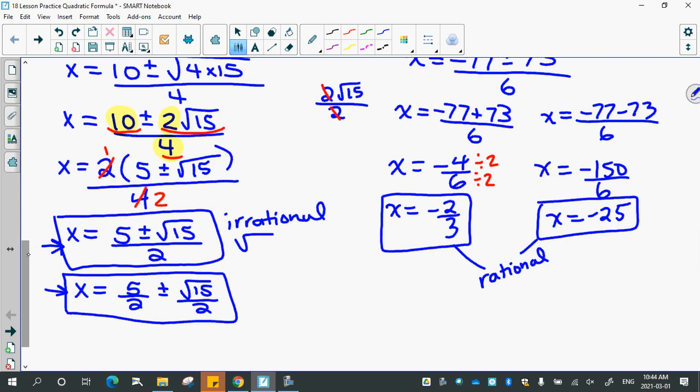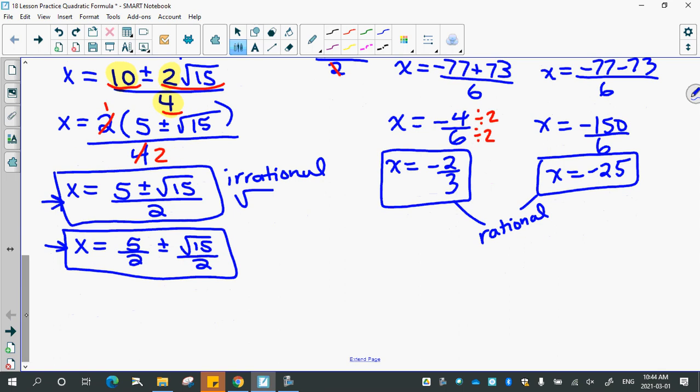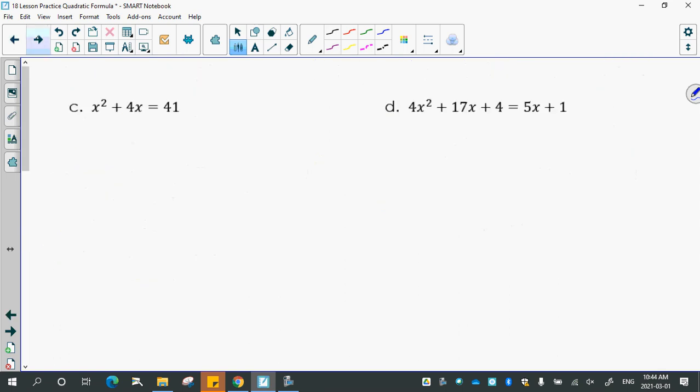All right, next. X squared plus 4x equals 41. So first thing I would do is subtract the 41 over so that I've got it in this format, ax squared plus bx plus c equals 0.